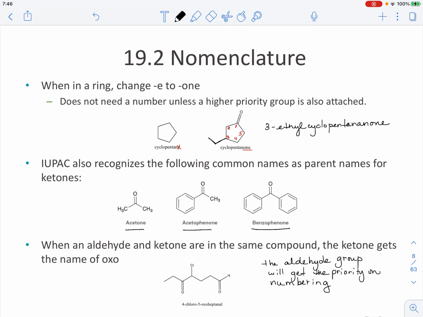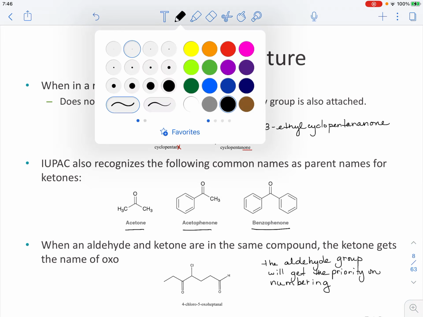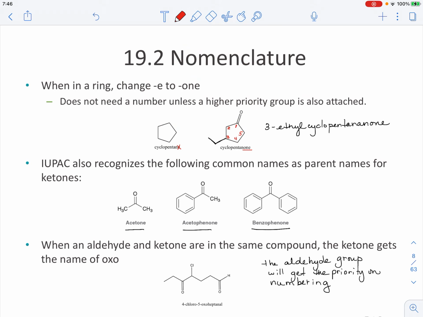So if we look at the example that we have in the bottom, and I number, carbon 1 is going to be the carbonyl in the aldehyde. This is carbon 2, 3, 4, 5, 6, 7. Because we have 7 carbons in the molecule, that's where the heptanal comes from.